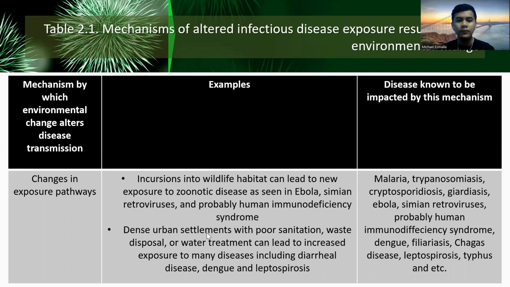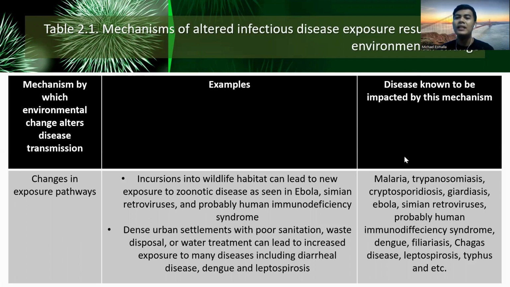So what will happen is that we also engulf those viruses and pathogenic agents since we consume the vector for food. Next is dense urban settlements with poor sanitation, waste disposal, or water treatment can lead to increased exposure to many diseases including diarrheal disease, dengue, and leptospirosis. This is very common because of the growth of population. It is unavoidable that we have poor or improper waste disposal. That is why our government is really doing its best to mitigate these problems.